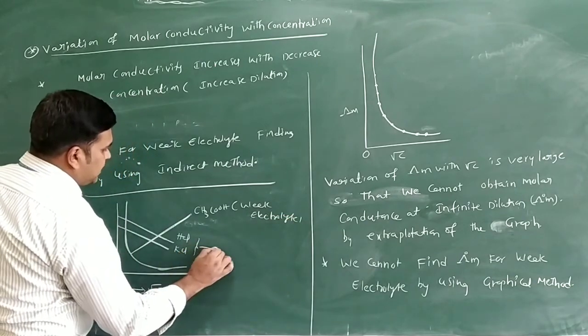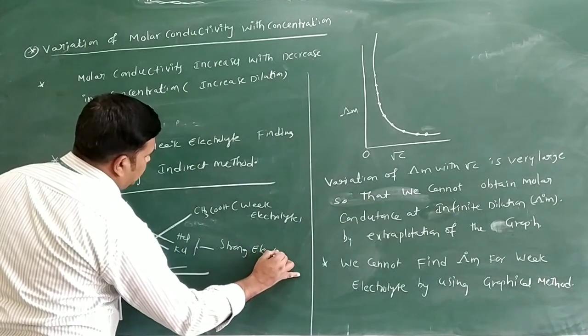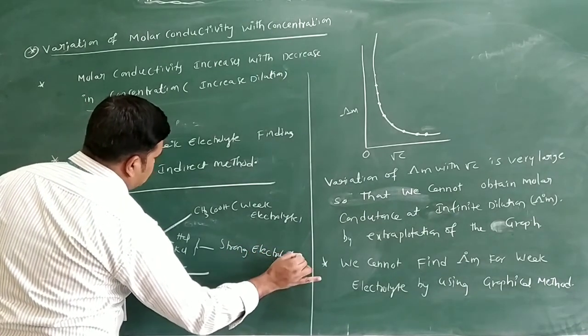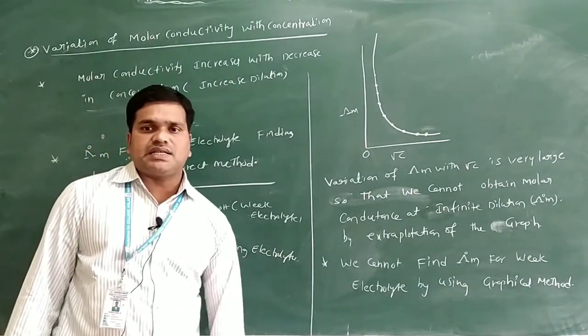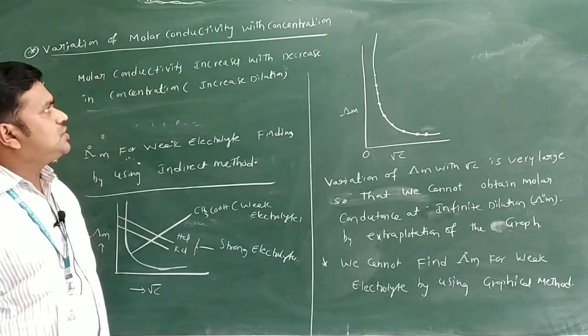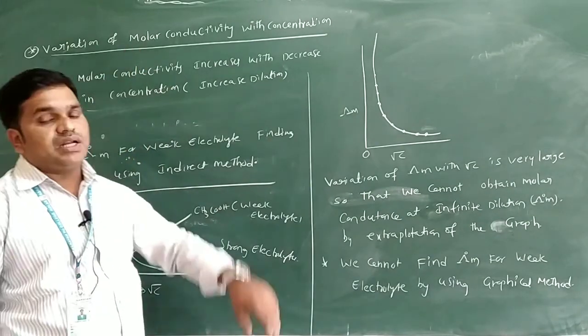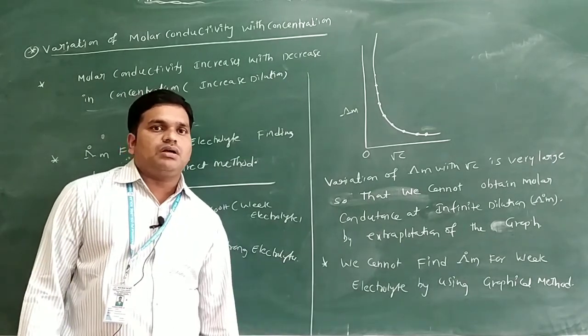If we take HCl and KCl, these are strong electrolytes. So definitely you may get one question in the objective or board exam, particularly asking for the graphs of the strong electrolyte and weak electrolyte. So this is regarding the variation of the molar conductivity with the concentration, particularly for strong electrolytes and weak electrolytes.